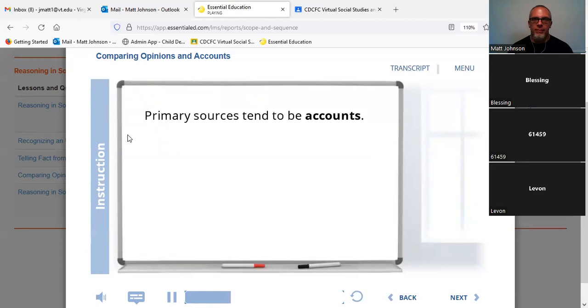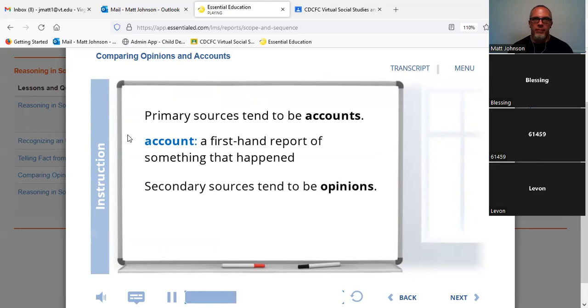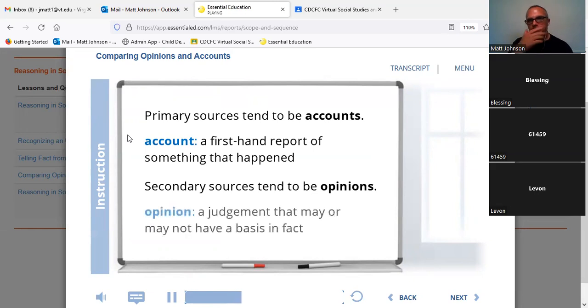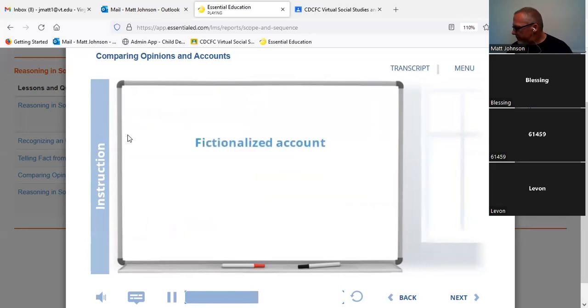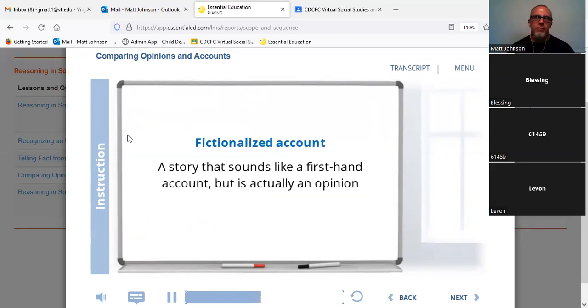Primary sources tend to be accounts. An account is a first-hand report of something that happened. Secondary sources, since they're not written from first-hand experience, tend to be opinions. An opinion is a judgment that may or may not have a basis in fact. That said, primary sources can be opinions and secondary sources can be accounts. Sometimes they might even have a mixture of the two. Every once in a while, you'll see something called a fictionalized account. A fictionalized account is a story that sounds like a first-hand account, but is actually an opinion. So keep an open mind and keep your eyes peeled.